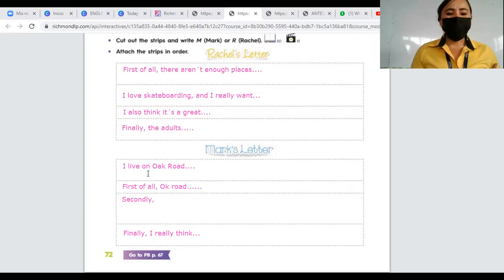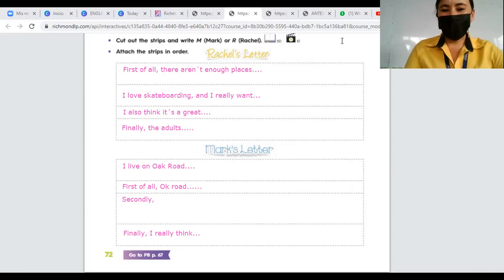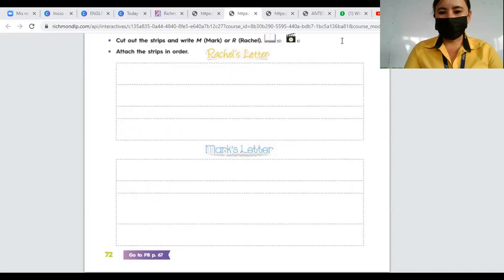Then he said, first of all, Oak Road. There is something missing here, and you didn't tell me. There's a mistake here in the sentence. He's missing the letter A. Secondly, and finally. So, this is all for this English class. If you want to ask me any question, do it in this moment. Any question? No questions? Is it clear? No questions. No questions? No. No questions. Well, I'm gonna erase this because it's time to say the class is finished.